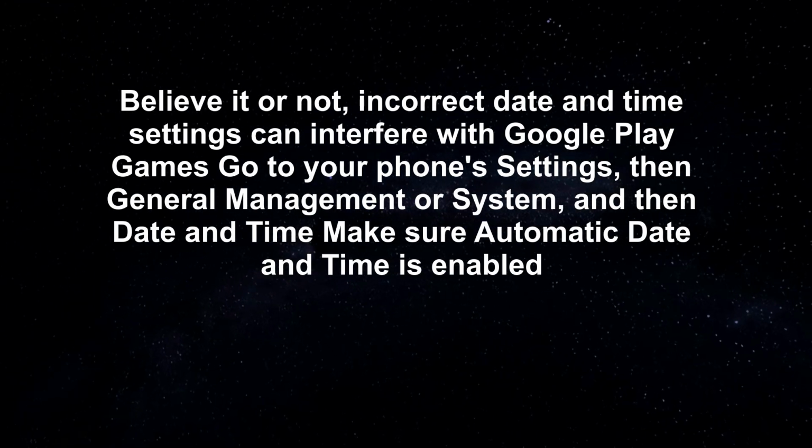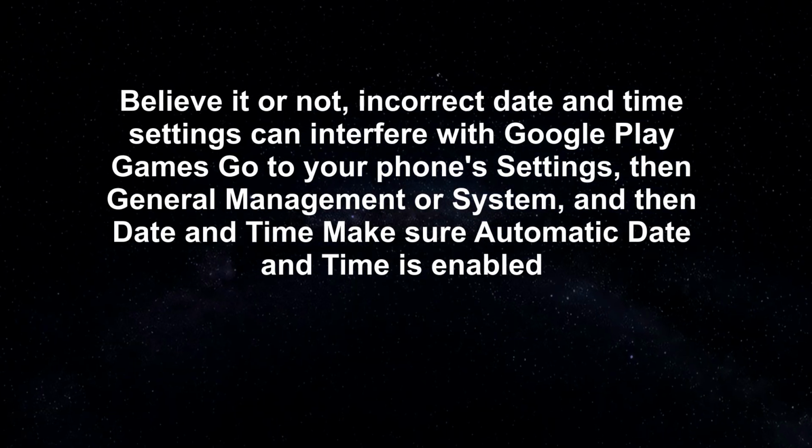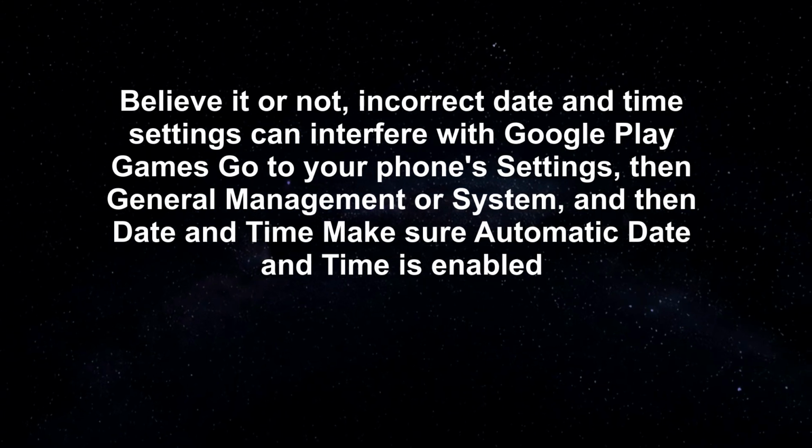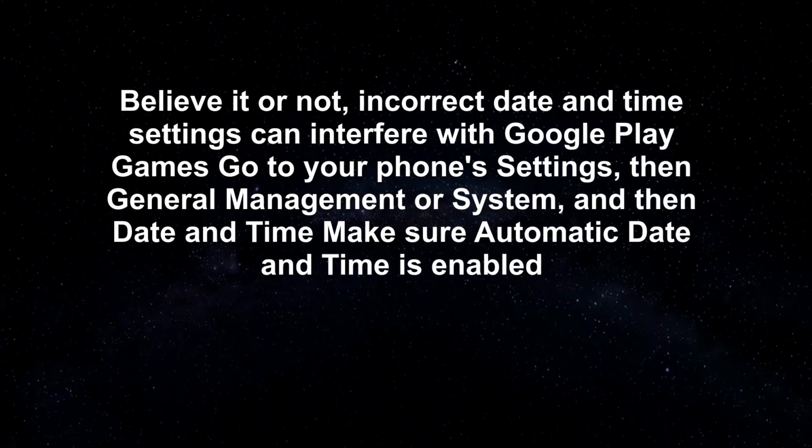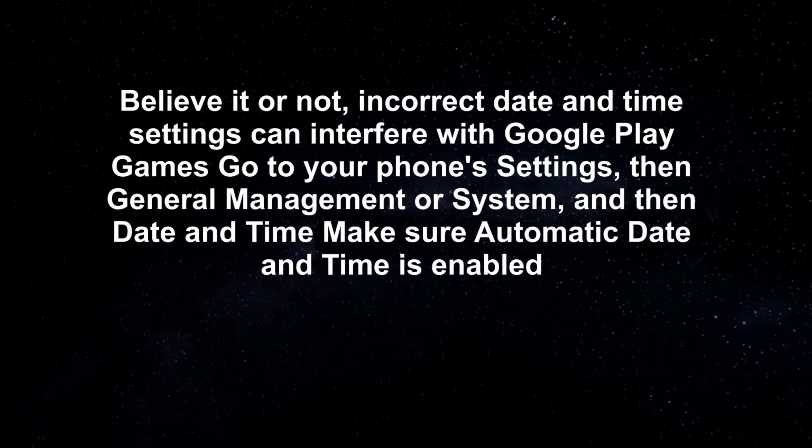Believe it or not, incorrect date and time settings can interfere with Google Play Games. Go to your phone settings, then General Management or System, and then Date and Time. Make sure automatic date and time is enabled.